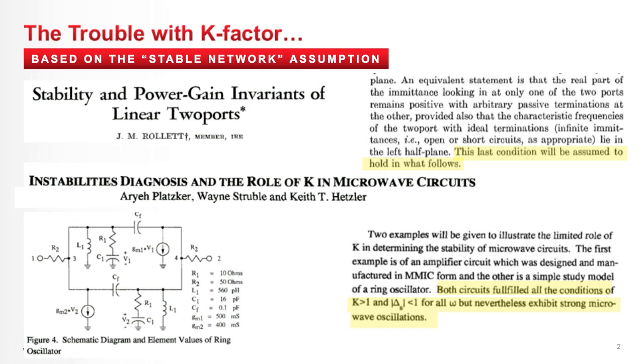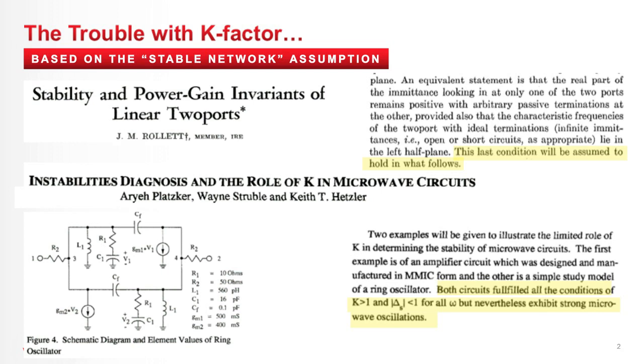This was this paper by Rollett. This is a measurement technique. There wasn't much simulation stuff out there at the time. So the condition really was that stability factor is valid when the open network, or the ideally terminated network, which means terminated with an open and short, is stable by itself. And that is the assumption that underlies everything about K-factor.